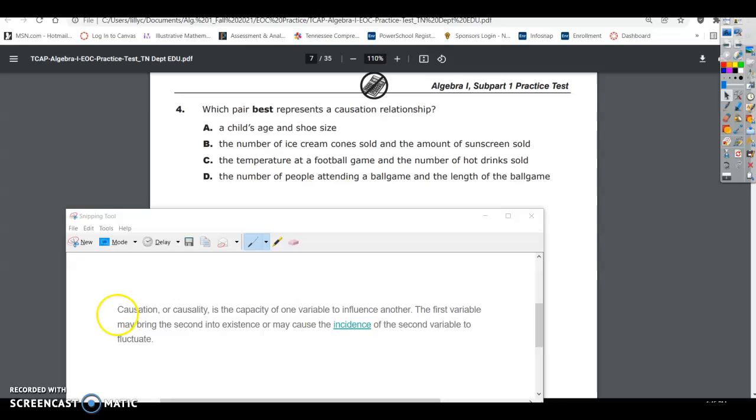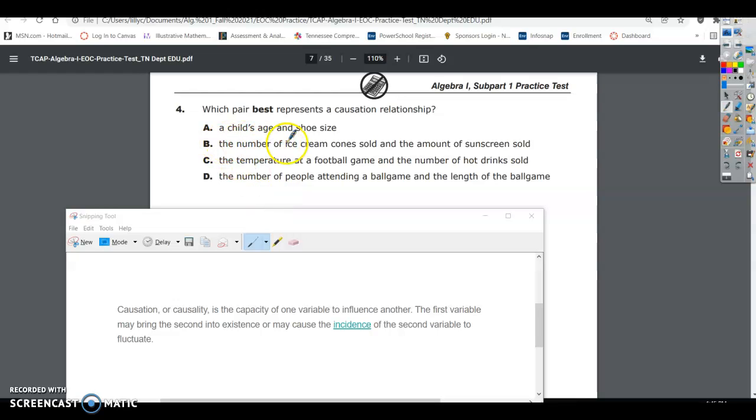All right, so down here you can see I have the definition for causation: the capacity of one variable to influence another. So just review, but knowing the definition is going to help determine what the best answer is. So causation is when one variable can influence another.